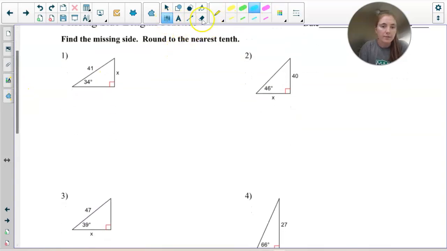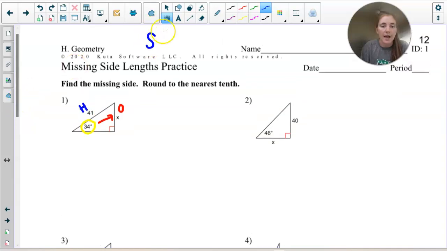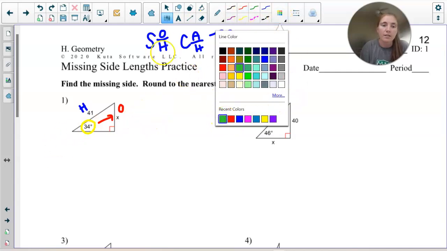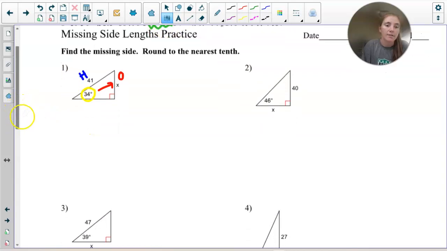Let's take a look at number 1 together. Set your perspective to the angle they gave us and look at what pieces we have. X is opposite, 41 is the hypotenuse. So thinking about our trig functions, remember sine is opposite over hypotenuse, cosine is adjacent over hypotenuse, and tangent is opposite over adjacent. So for this one, we would definitely be using sine, opposite over hypotenuse. So I would set up sine from the perspective of 34 equals x over 41.